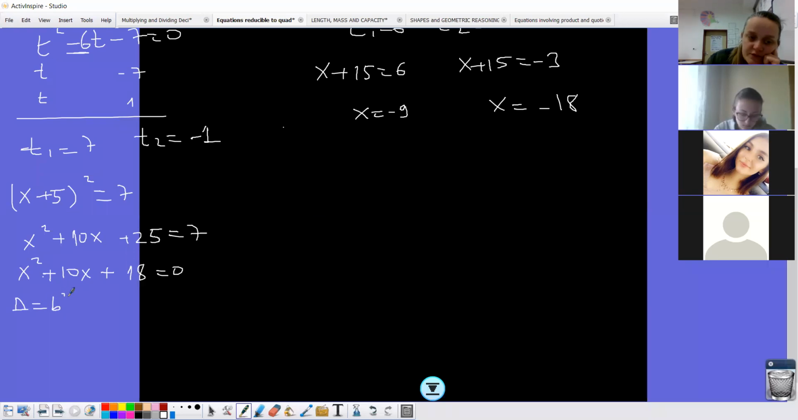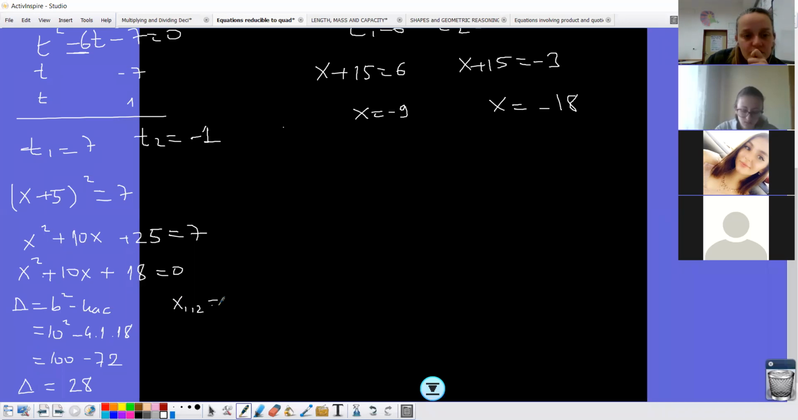Discriminant will be b squared minus 4ac. Then it is 10 squared minus 4 times 1 times 18. So it will be 100 minus 4 times 18, which is 72. Yes, 72. Okay, so discriminant will be 28, I think.